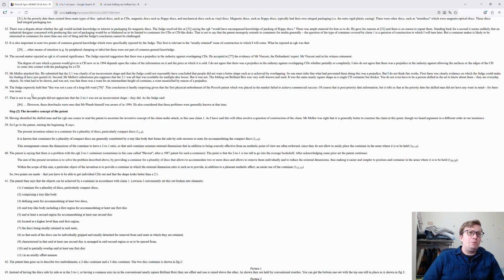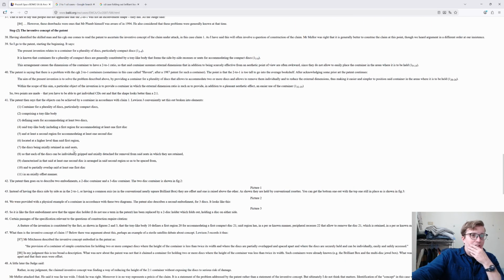That is not to say that people did not appreciate the 2-to-1 was an inconvenient shape. They did. However, these drawbacks were ones that Mr. Plum himself was aware of in 1994. He also considered that these problems were generally known at the time. So in other words, the issue that Pozzoli is trying to overcome is one that was known about. It's just that people didn't think that his solution was a good one. So that's why they didn't do it, in other words.